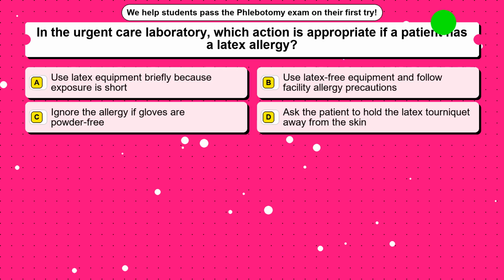Question 93. In the urgent care laboratory, which action is appropriate if a patient has a latex allergy? Option A. Use latex equipment briefly because exposure is short. Option B. Use latex-free equipment and follow facility allergy precautions. Option C. Ignore the allergy if gloves are powder-free. Option D. Ask the patient to hold the latex tourniquet away from the skin.